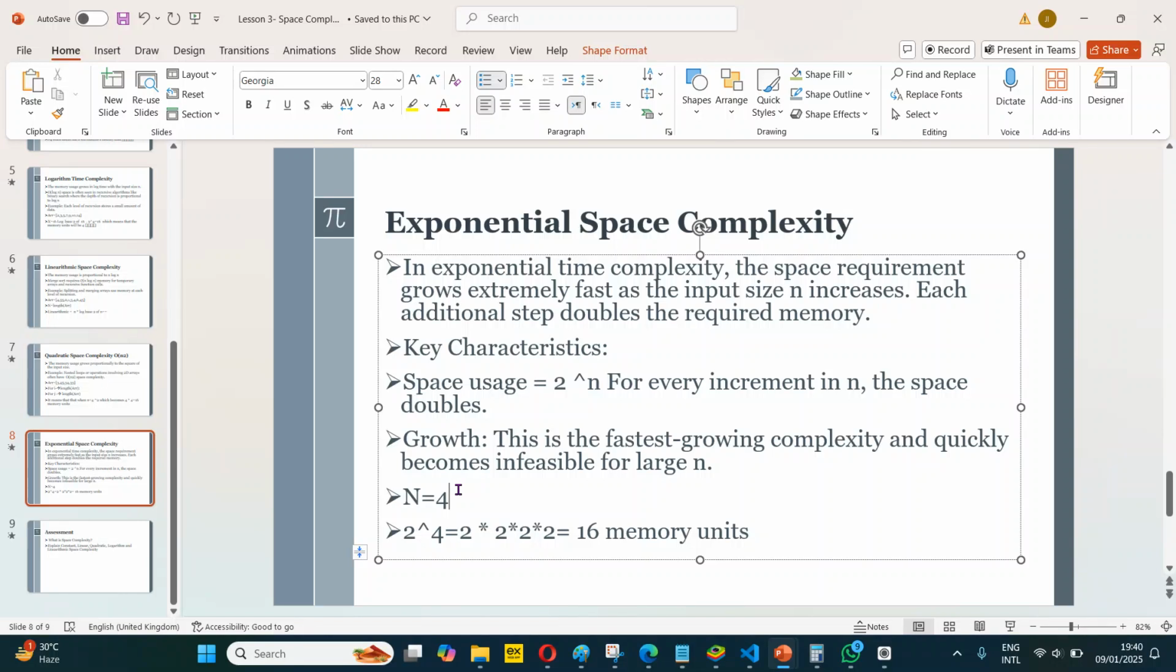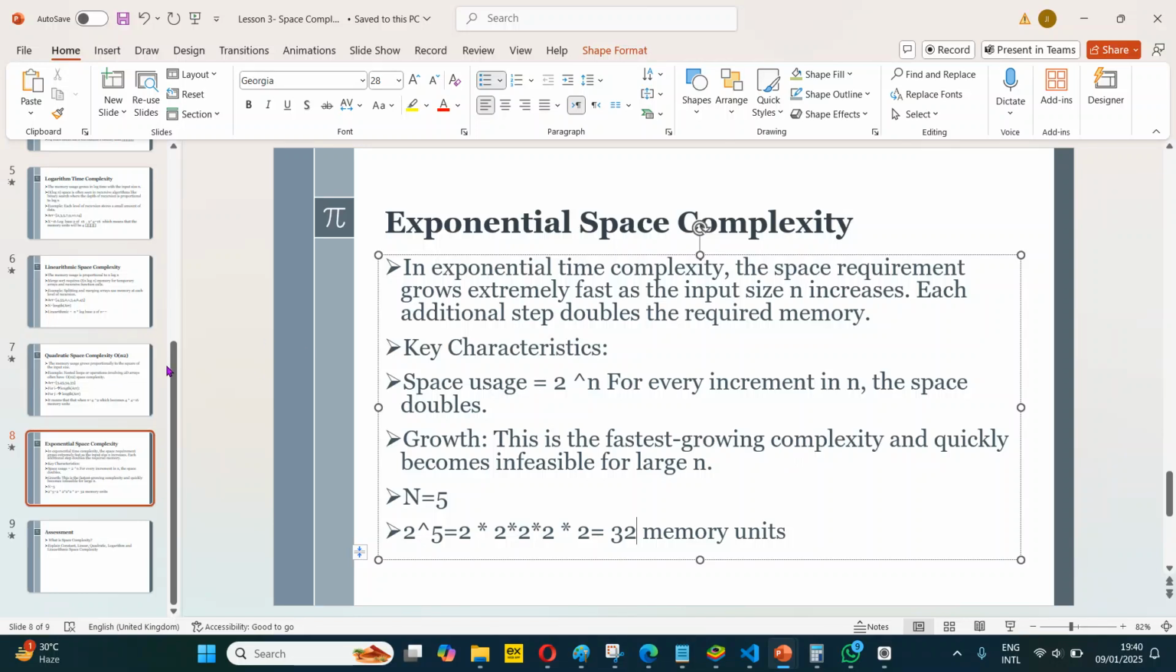If n is 5, it gives you 2 times 2 times 2 times 2 times 2. 2 times 2 is 4, 4 times 2 is 8, 8 times 2 is 16, 16 times 2 is 32 memory units. That's why we say 2 raised to the power n: for every increment in n, the space doubles. So you can see what happens.